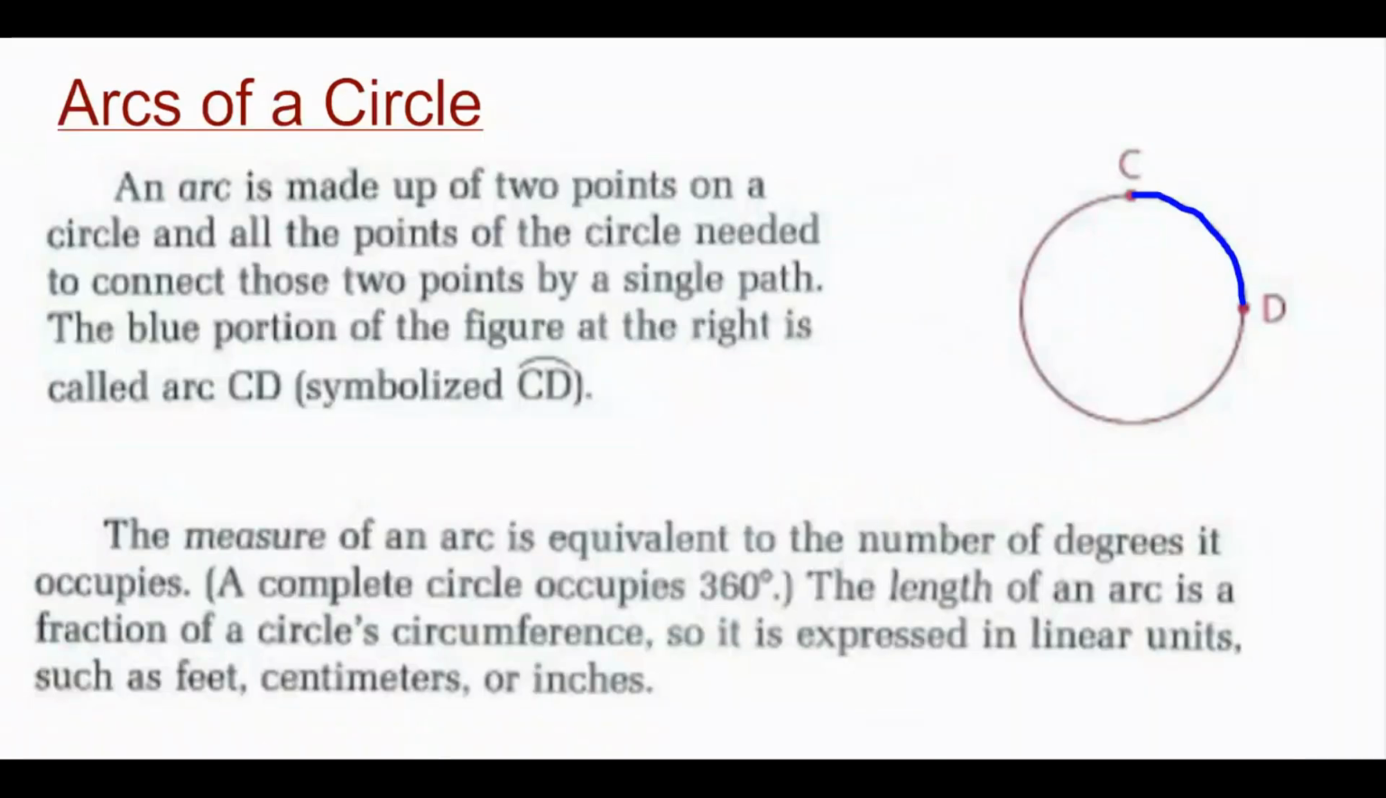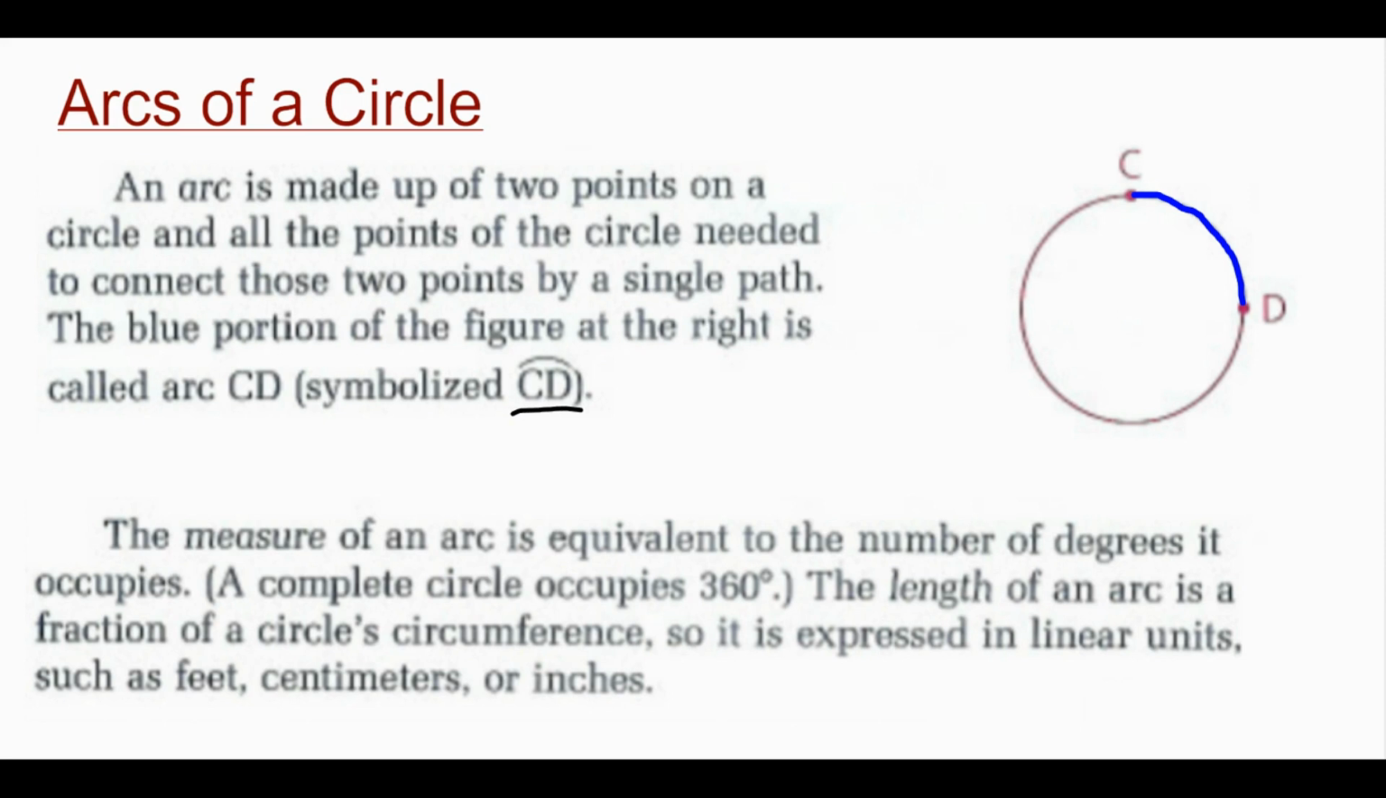Next, we'll look at arcs of a circle. We can think of arcs of a circle as a portion of the circle's circumference. An arc is made up of 2 points on a circle, and all the points of the circle needed to connect those 2 points by a single path. So in my figure to the right, I have arc CD, which is the blue portion of the figure, symbolized with this symbol here, a little arc sign over CD.